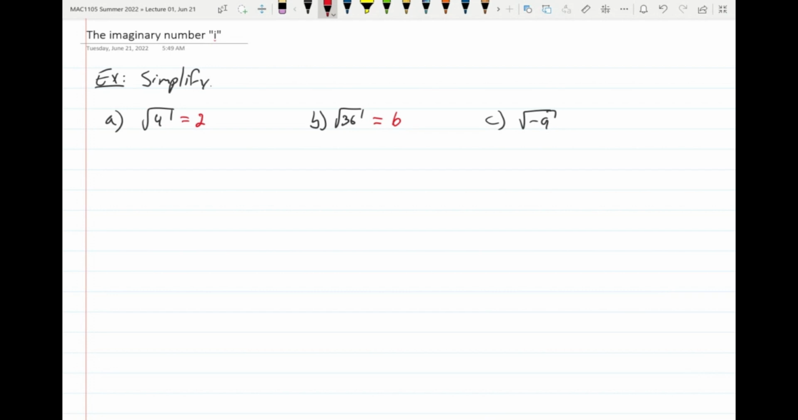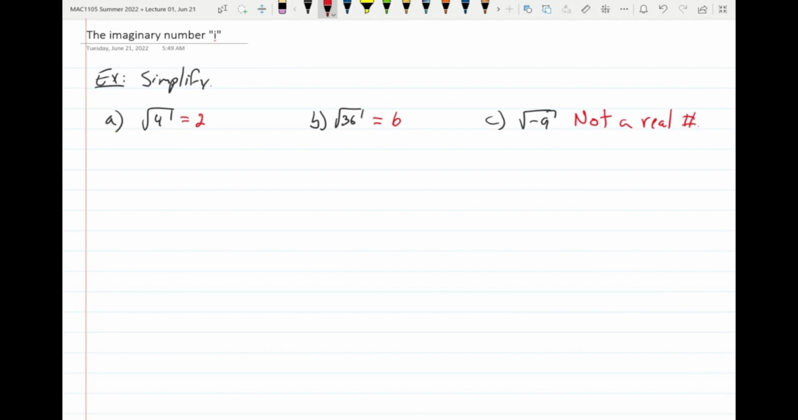Because when you square that number, you will get positive 9. You're not going to get -9. So you see something like this, and we say, well, you could say no solution, or if you are a little more optimistic, just say not a real number. Maybe something, but definitely not a real number. So this idea of i, we introduce it just to make sense of stuff like this.